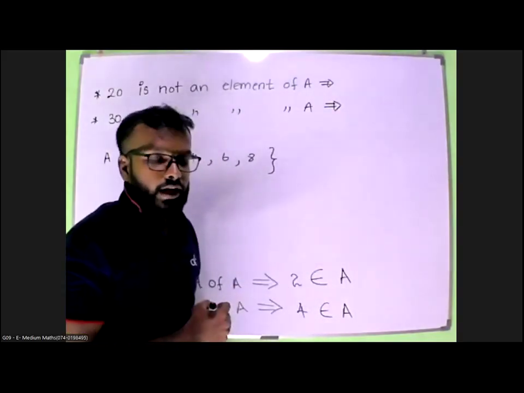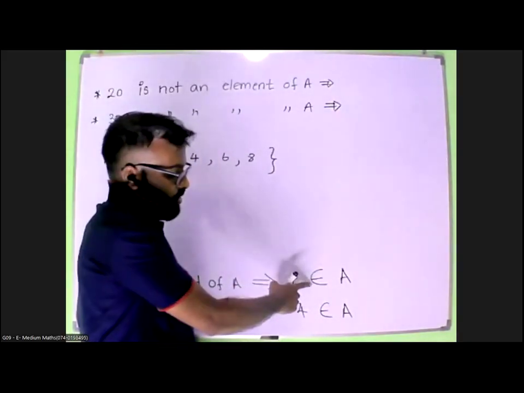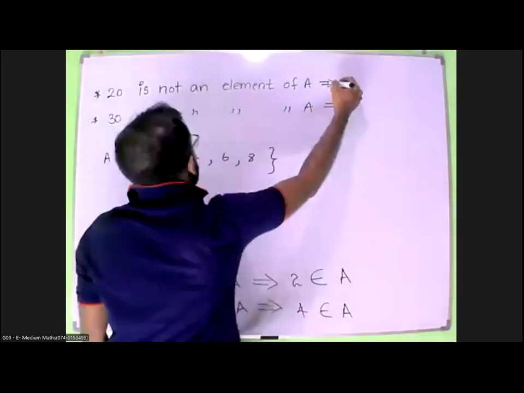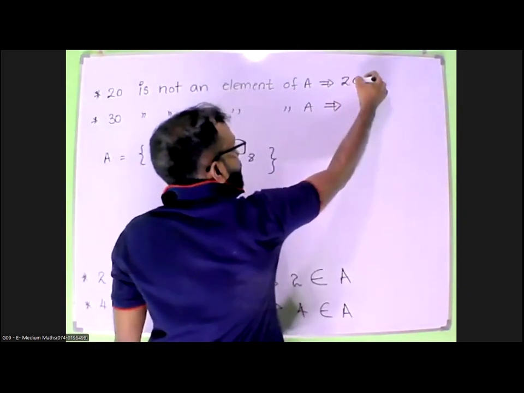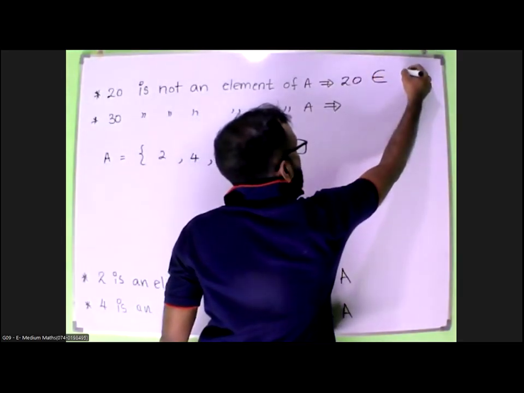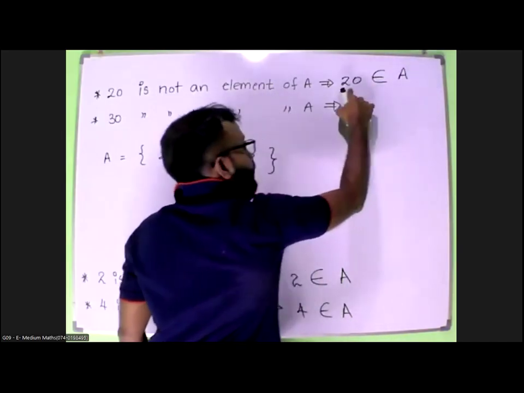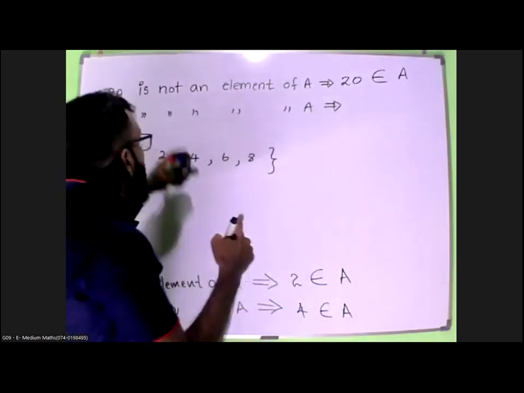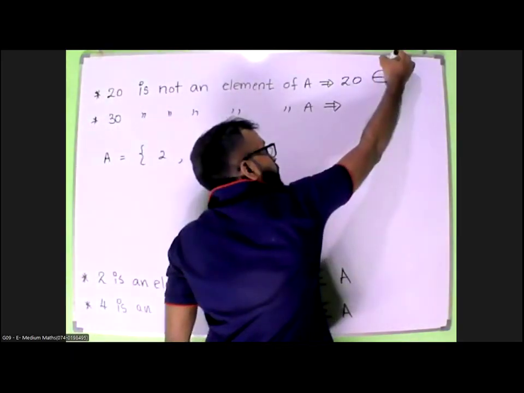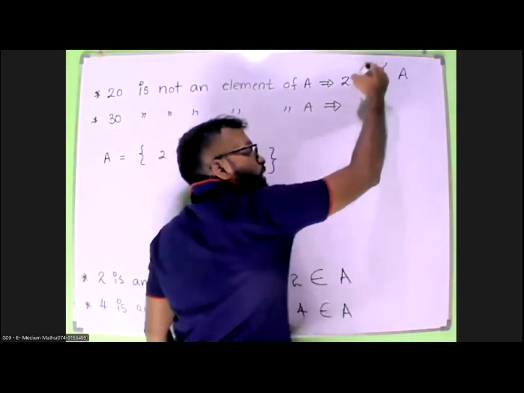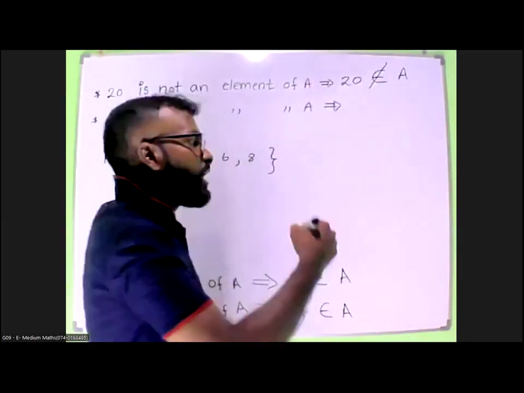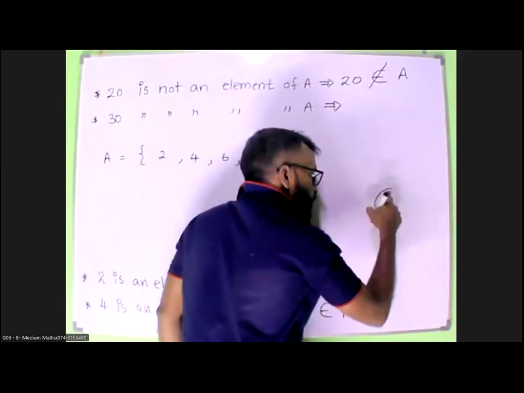So how do we write? Who is an element of A? 20 is an element of A. But here we have 20 is not an element of A. So you have to cross this by using a dash. 20 is not an element. You have to write the letter C.